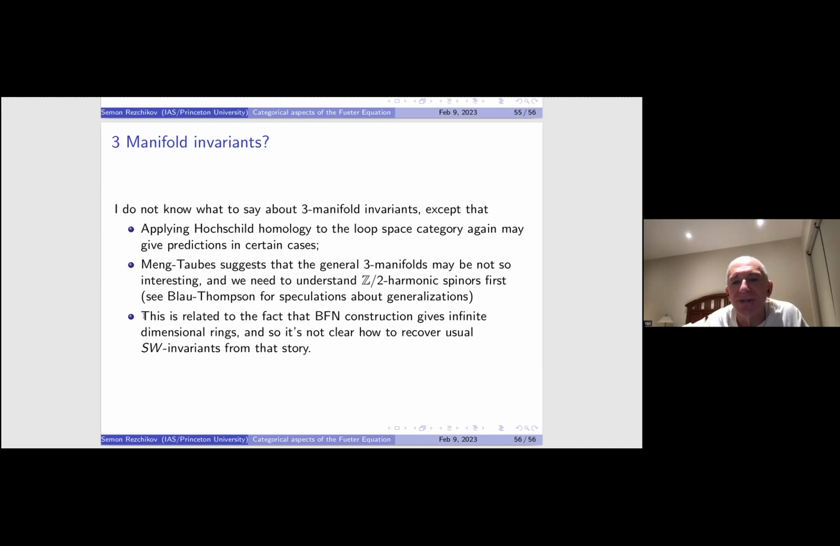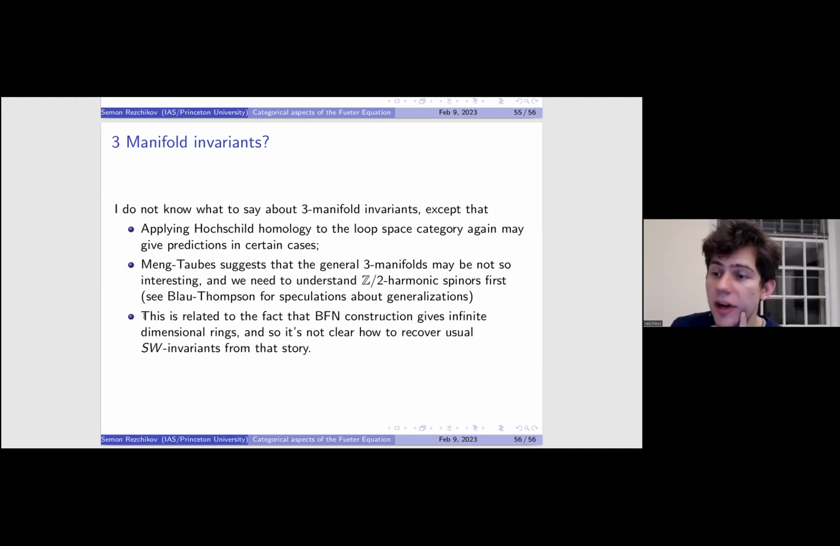So I don't know whether it's relevant or not. I think it might be relevant, and that's a very interesting question. One part of the motivation given for the BFN construction is that this should be the relevant multiple spinor Seiberg-Witten theory, or whatever. What do they say?